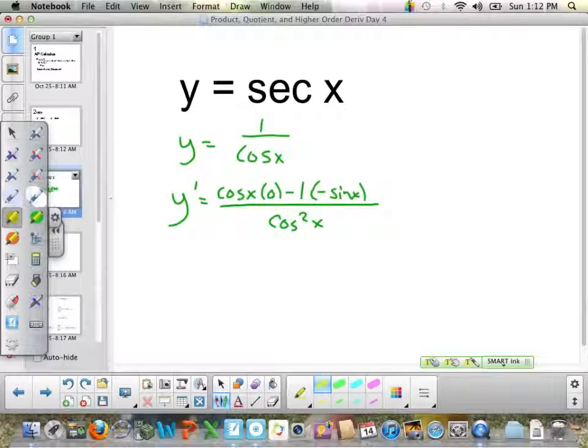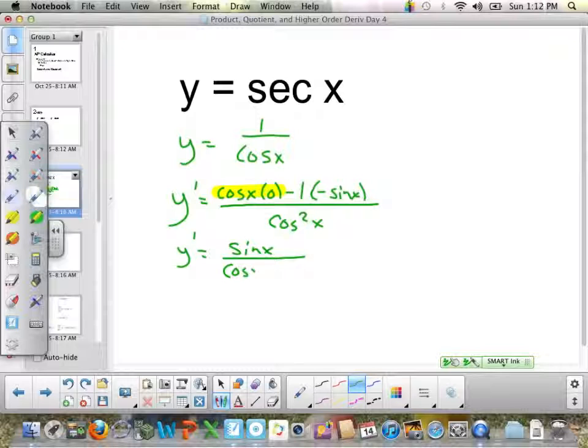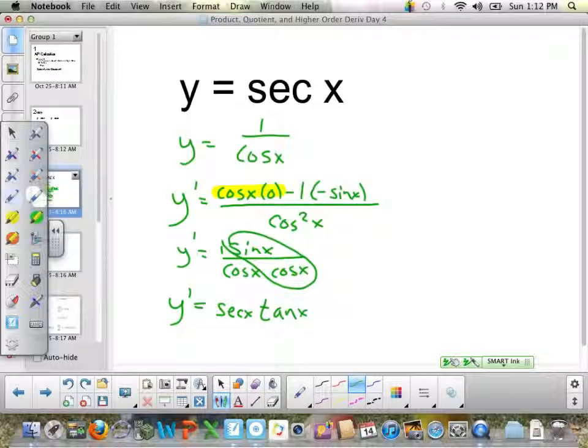Cleaning this up a little bit, this falls out because that's 0. We've got a double negative with what's left on top, so that would be a positive sine x. I'm going to split the cosine squared to cosine x times cosine x. Then grouping sine x over cosine x, and then 1 over cosine, we got secant x, tangent of x. So the derivative of secant x is secant x, tangent of x.